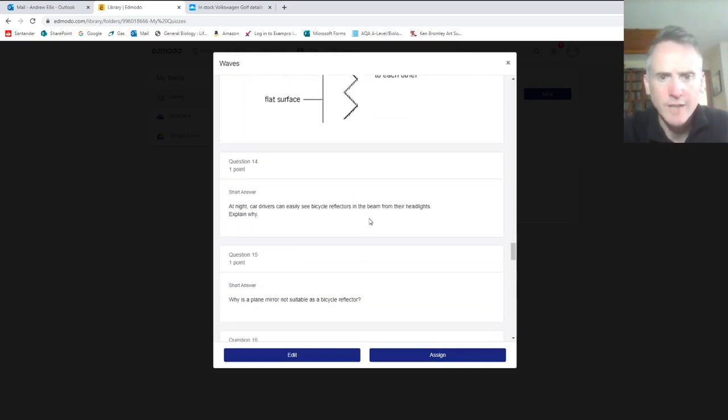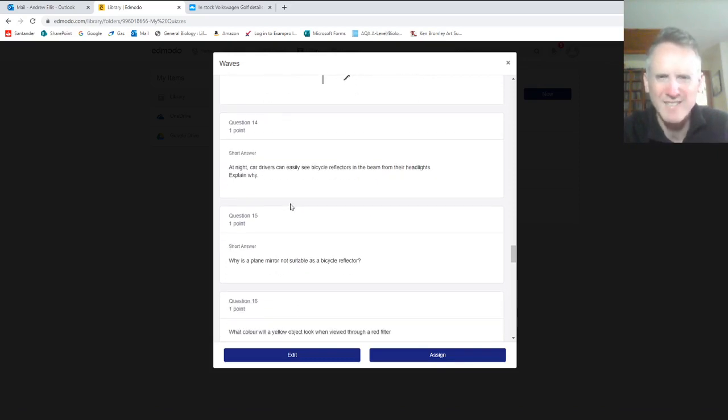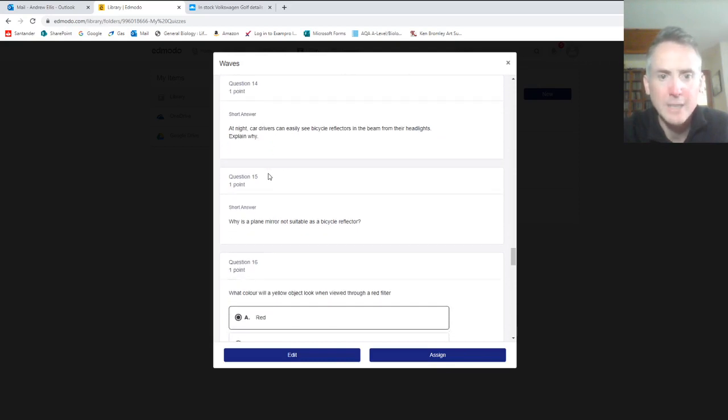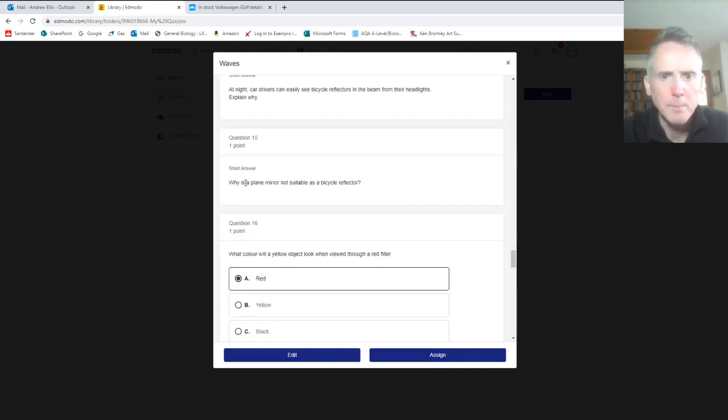At night, car drivers can easily see it because the light gets reflected back to their eye. So kind of the same question again, really. Yes, something about being reflected back, ideally to the driver's eye. A plane mirror is not suitable because it would be reflected away from the incident ray. You'd come in, and then you'd have your normal, and then it'll go away again. So it'd be something about being reflected away from the observer.